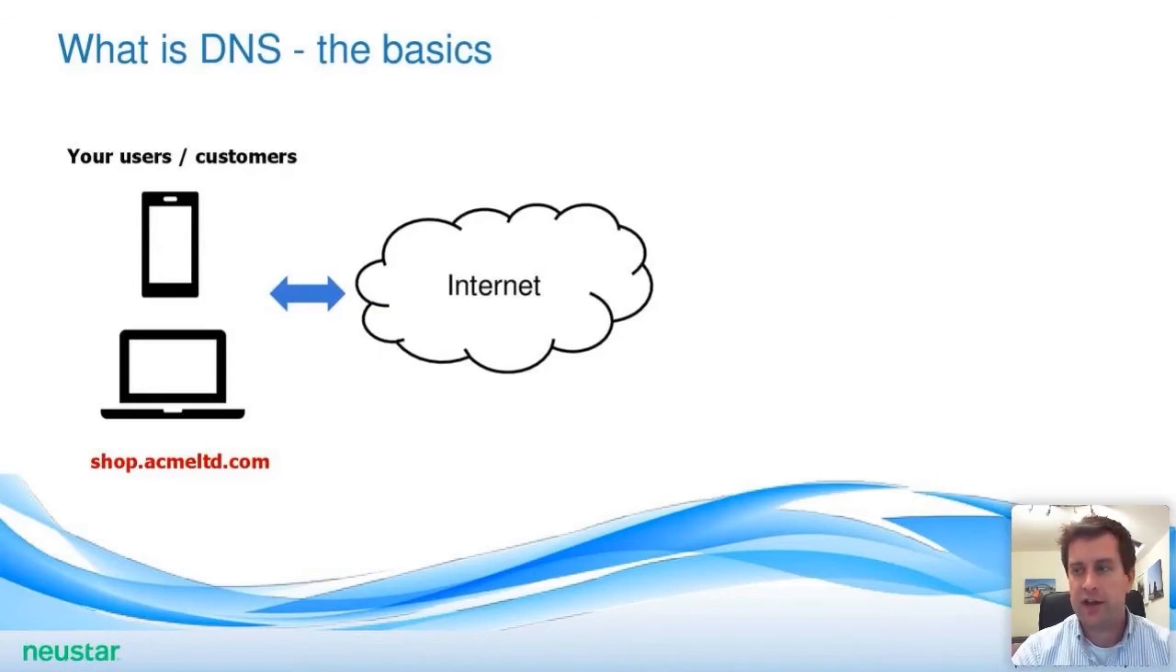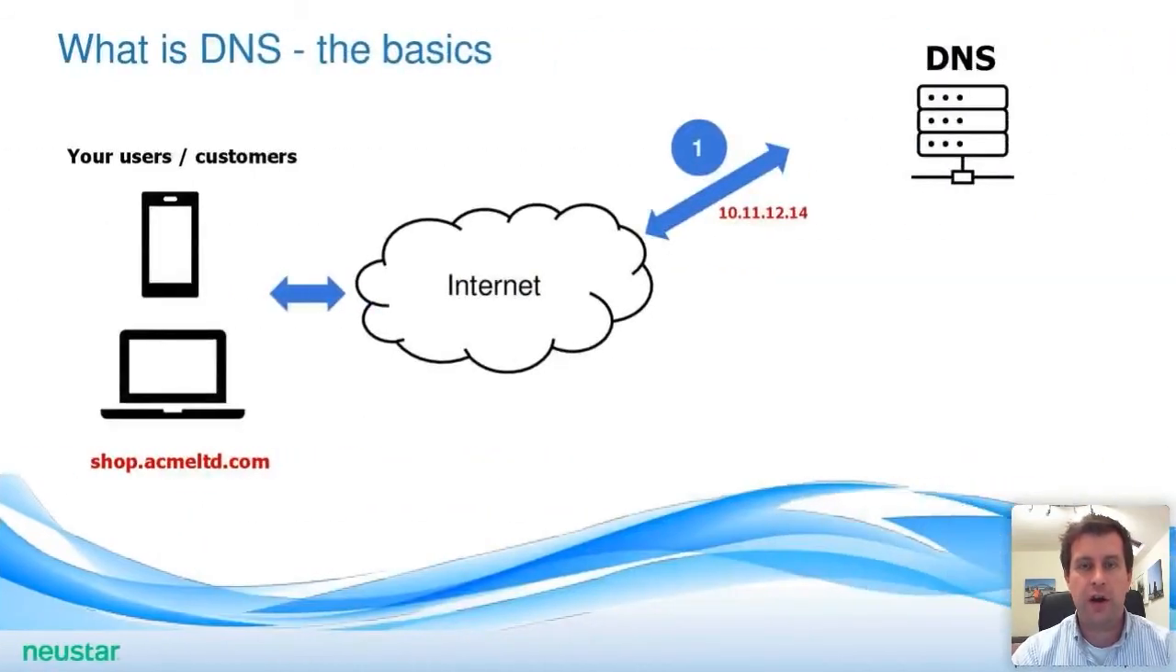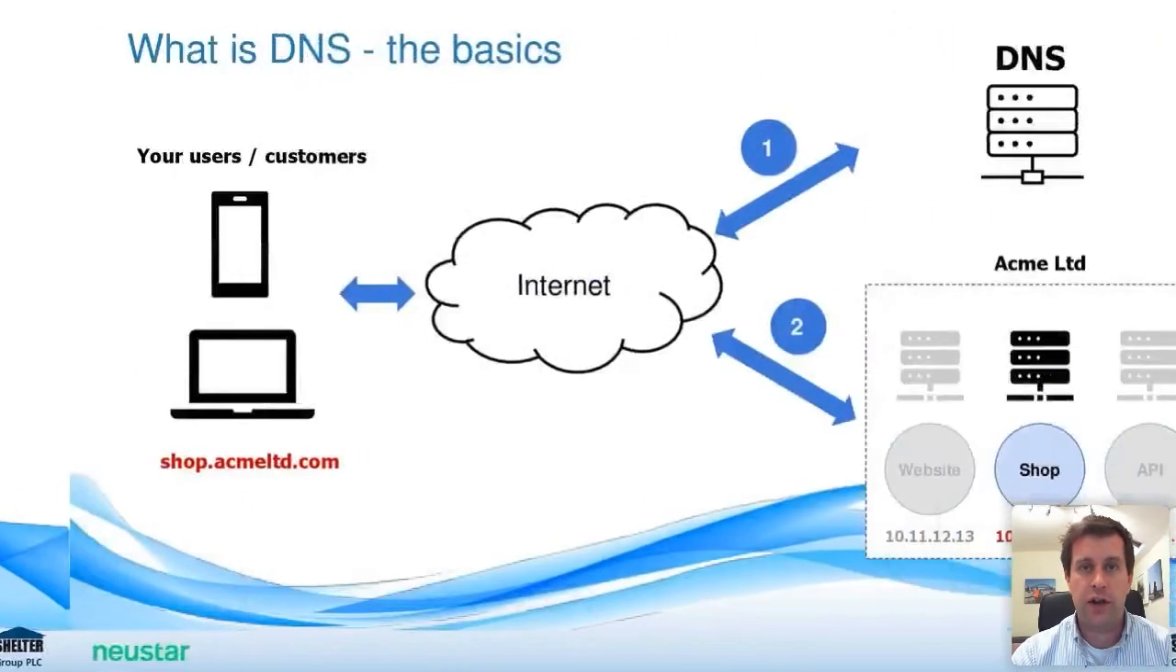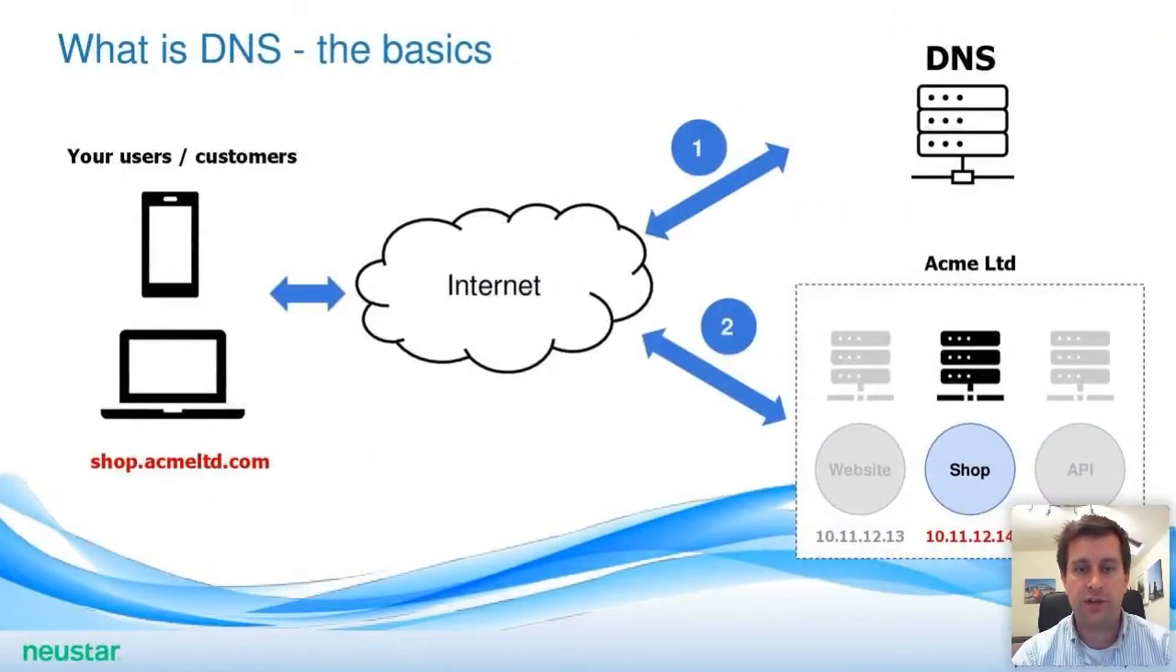So the first thing it has to do is go off and ask the DNS system for the IP address. So it goes off and gets that address. That is responded to the computer, and now your user has the address. It can go on and connect to that web service. So the DNS system there is taking the request, translating it into an IP address, and allowing the computer to connect to the web service.